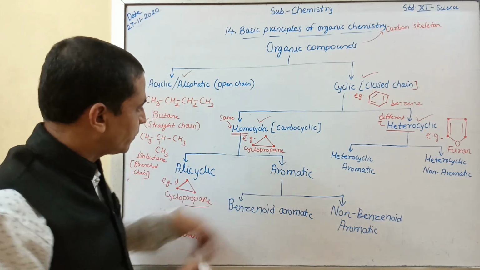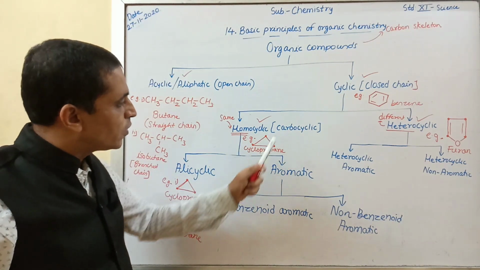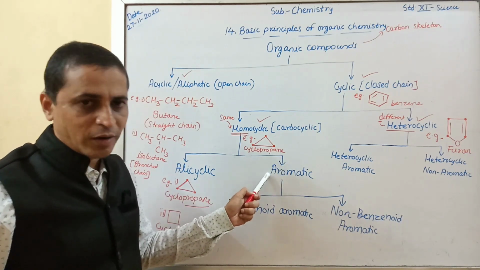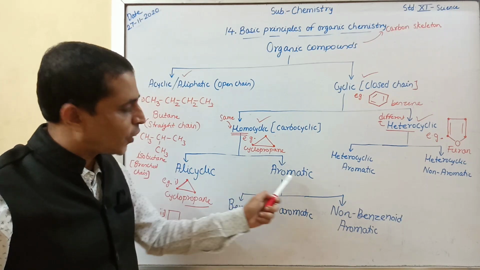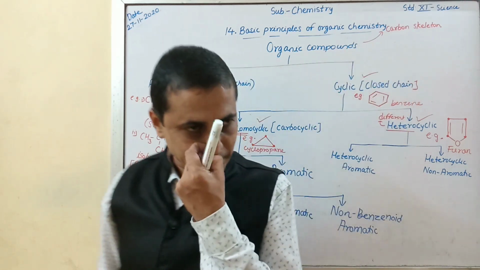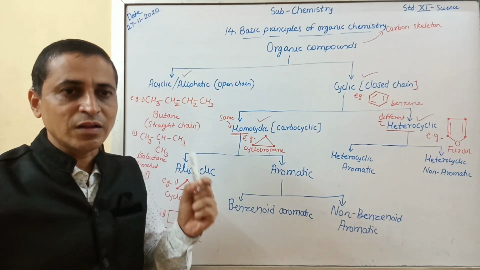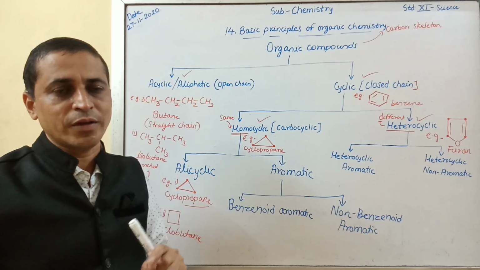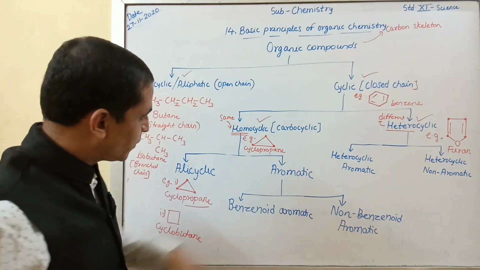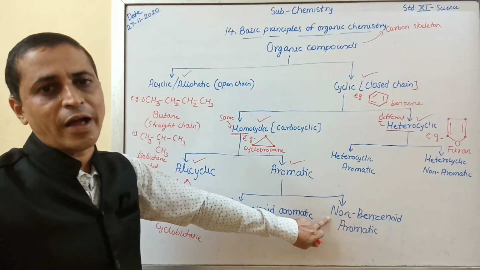Now come to aromatic. These aromatic compounds are also carbocyclic compounds, and they have an aroma, or odor. Aroma means odor, so they are called aromatic. Aromatic compounds are planar compounds containing a conjugated system of single and double bonds, and these single and double bonds are alternate. There are again 2 types: benzenoid aromatic compounds and non-benzenoid aromatic compounds.